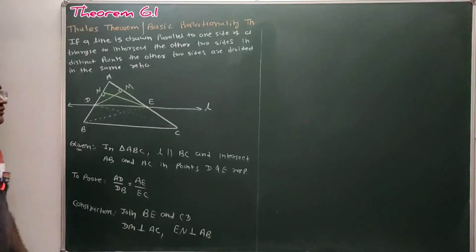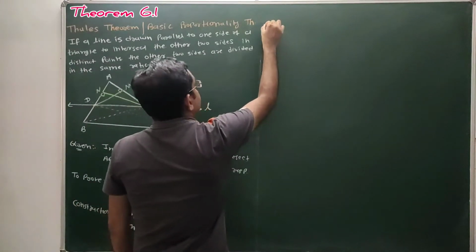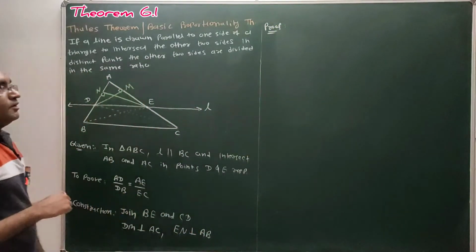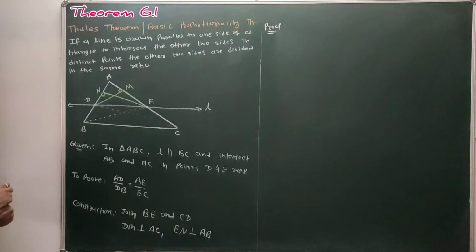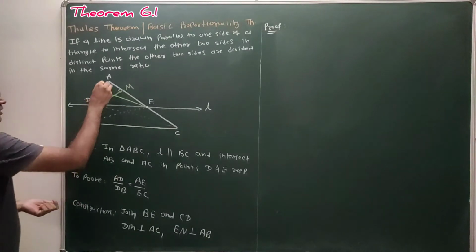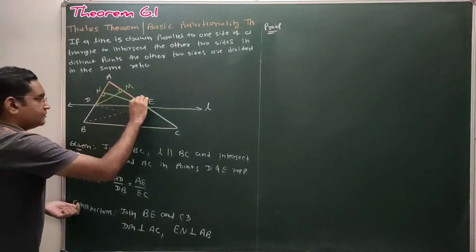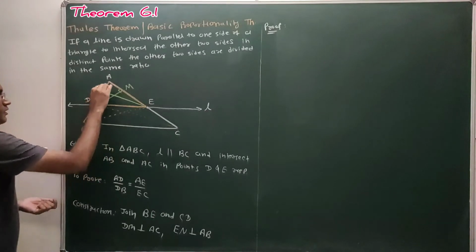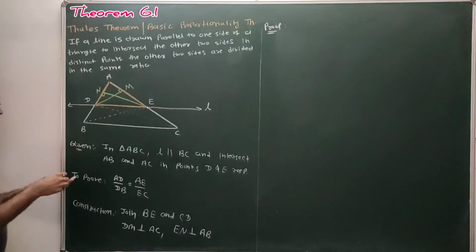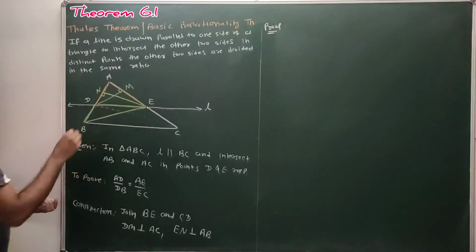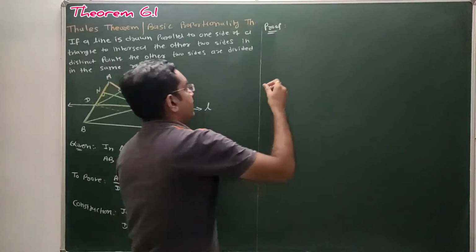Now we will start with our proof. So here we will consider triangle ADE and BDE. First you have to consider triangle ADE and BDE. So triangle ADE is this one, and triangle BDE is this one. First consider the area of triangle ADE.